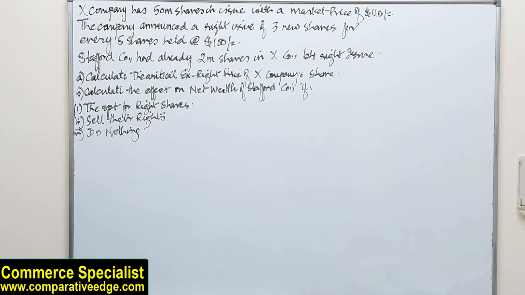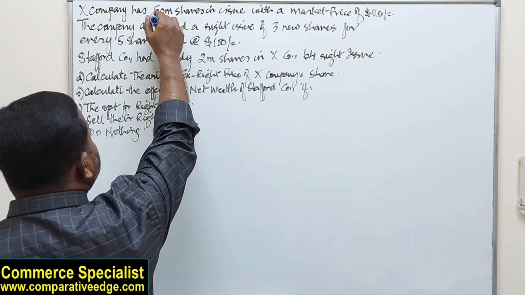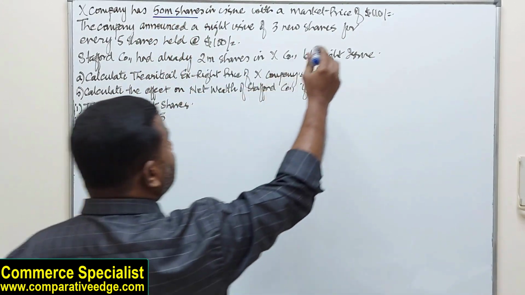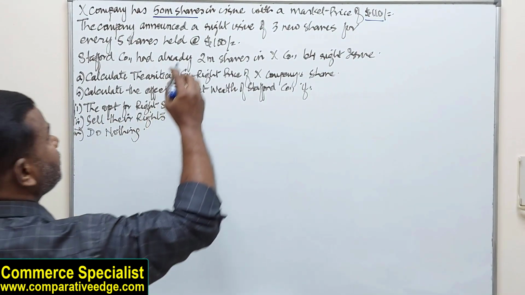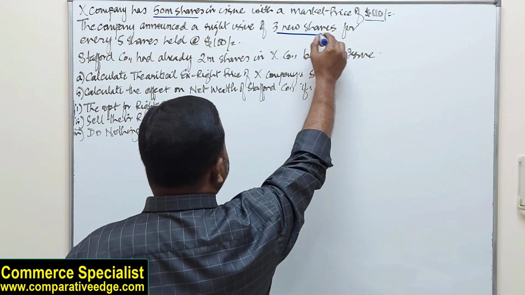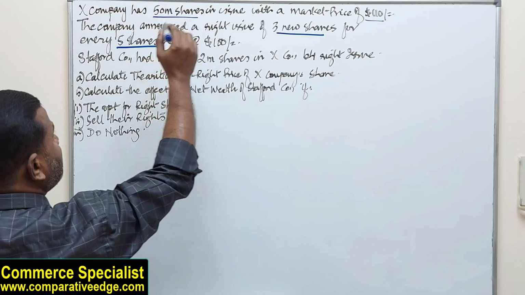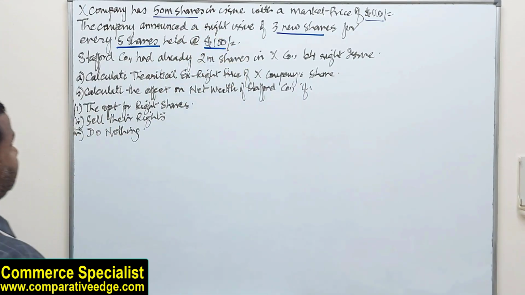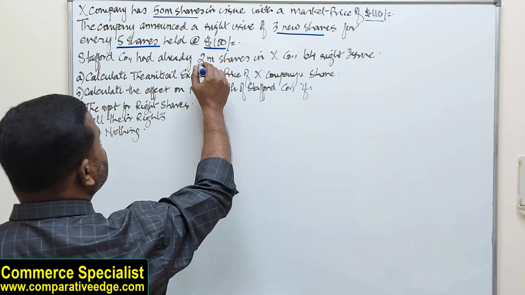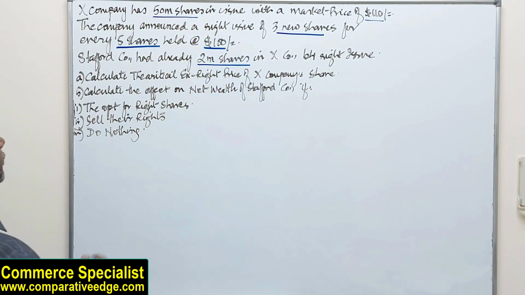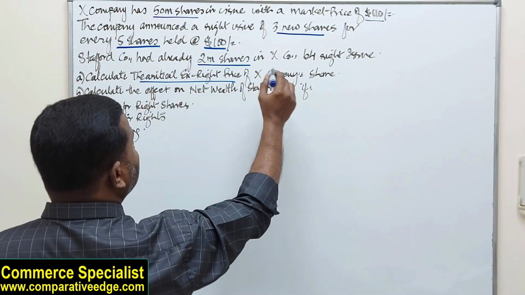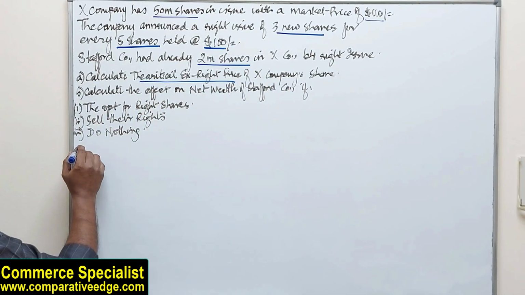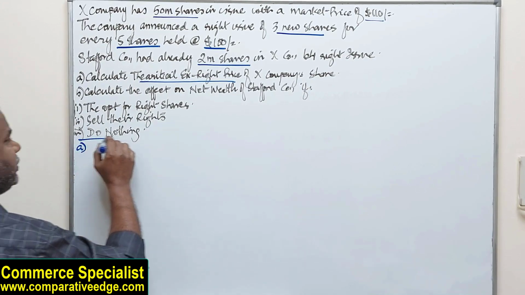It says X company has 50 million shares in issue with a market price of $110 each. The company has announced a right issue of 3 new shares for every 5 shares, and the price would be $100 each. Now Stafford company already has 2 million shares in the same company above, X company. What we are asked is to calculate the theoretical ex-right price of X company first. So let's do that. Then we'll come to the other requirements.